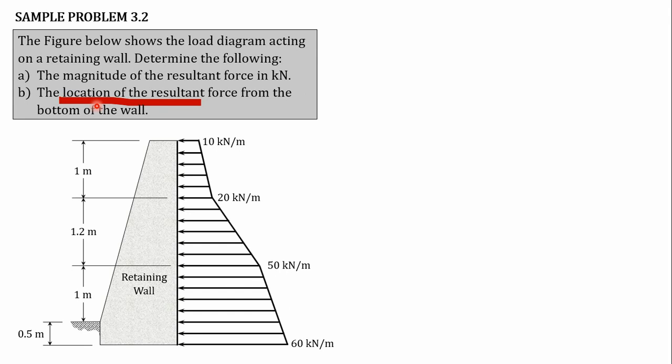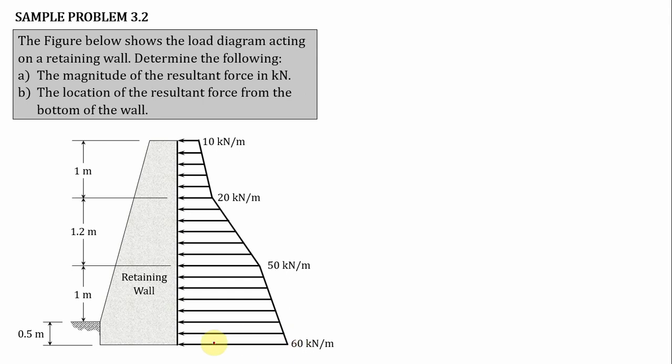It can be a rectangular or a triangular, but avoid a trapezoidal. So anong dapat natin gawin dito, class? Ito yung intensity niya. At the top is 10 kilonewton per meter. And then at a depth of 1 meter, yung intensity niya is 20 kilonewton per meter. After a depth of 1.2 meter, yung intensity niya is 50 kilonewton per meter. And after 1.5 meter depth, yung intensity niya is 60 kilonewton.